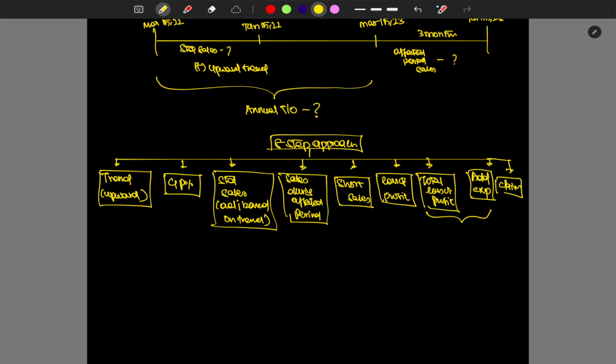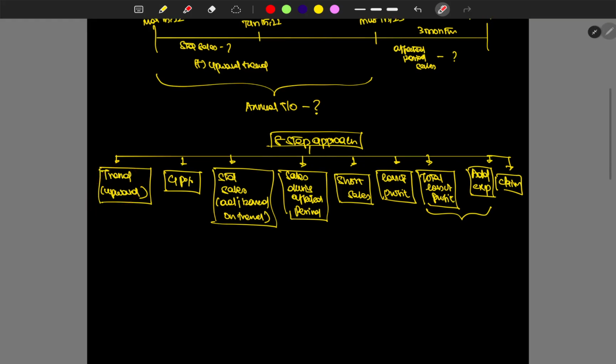With the first step we are going to find out the upward trend of sales compared with the information given for the prior period, or any trend in the sales that happened during the last few years. And then we are going to find out the GP percentage, and then the standard sales of the previous year adjusted with the trend we find out in the first step, right?